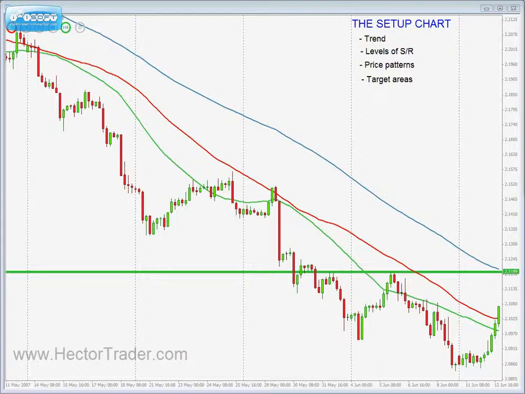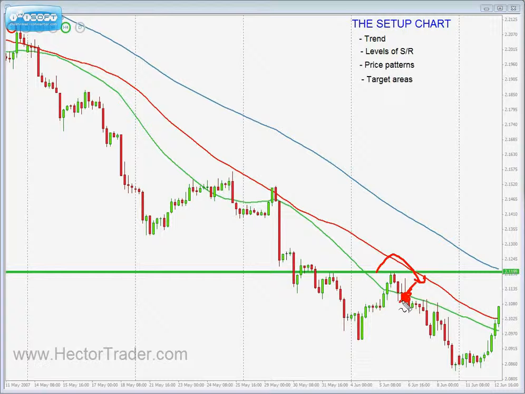I don't want to get into that subject, since I dedicate a whole chapter to exits, stop losses and price targets, but nonetheless, just keep in mind that if I entered here, let's assume, like I said, this is not a real case scenario. It's just to explain the theory of the setup chart and the trigger chart.